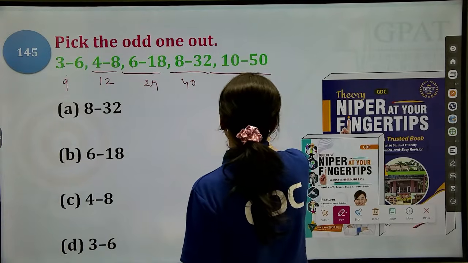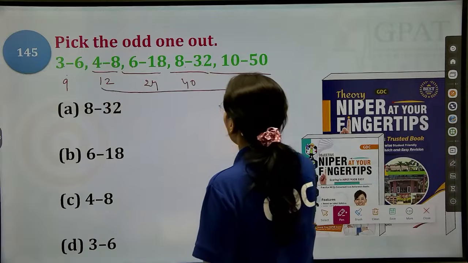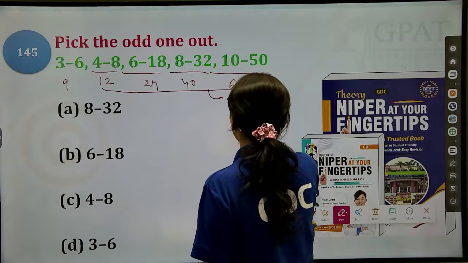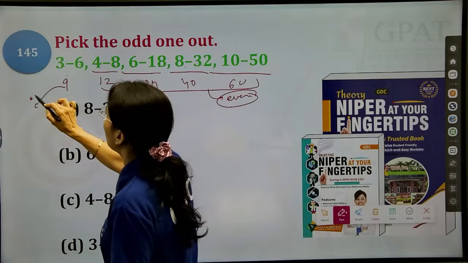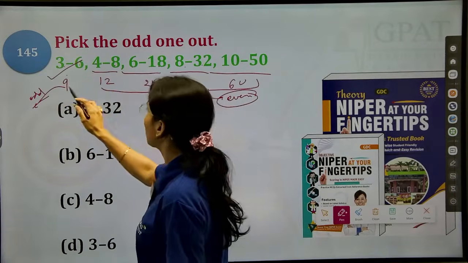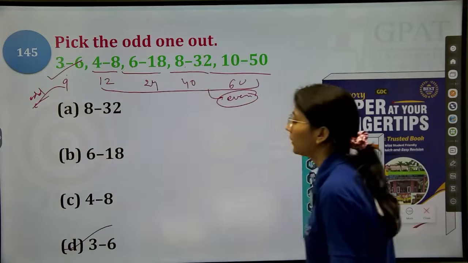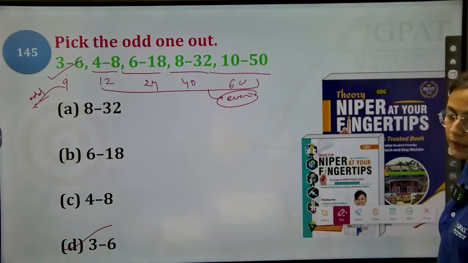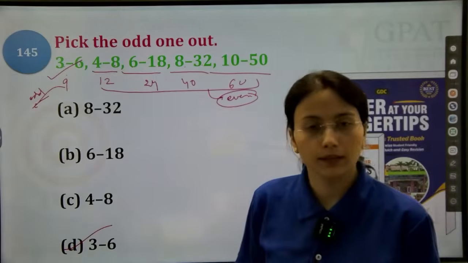And 50 plus 10 is 60. If you see, all are even, but 9 is odd. So which is the odd one from the given series? That is 3-6. Option number D is correct.